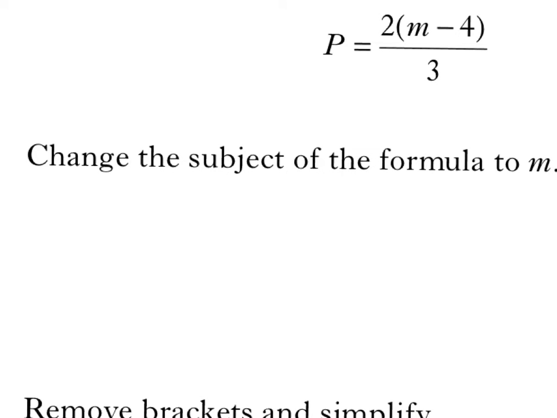Section 9, question 2. P is equal to 2 bracket m minus 4 over 3. Change the subject of the formula to m. So similar to the last question, I'm looking to end up with m equals on the left hand side. Now, a simple step to get going is just to swap sides and get m on the left hand side immediately. So it's going to be 2 bracket m minus 4 over 3 is equal to p.